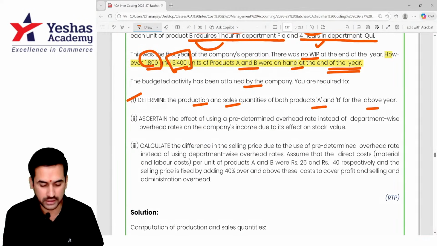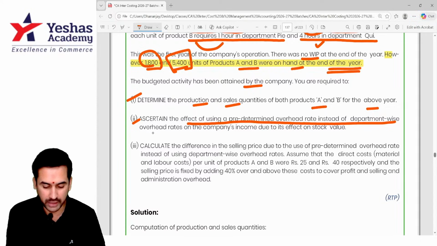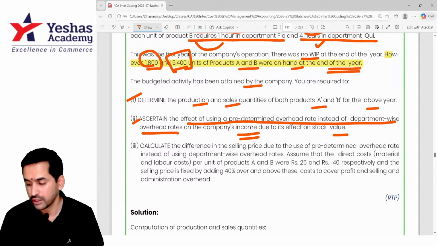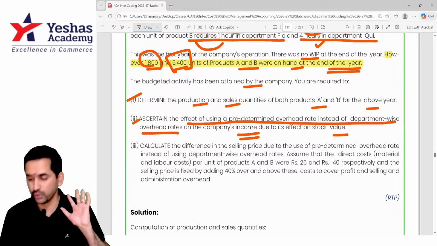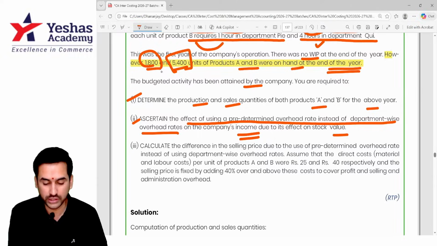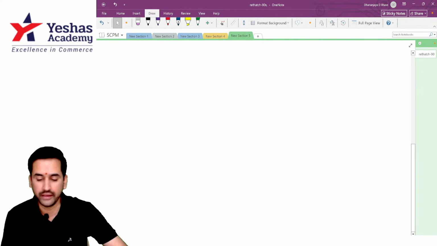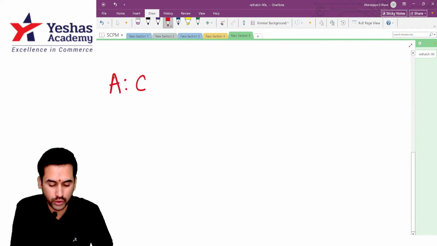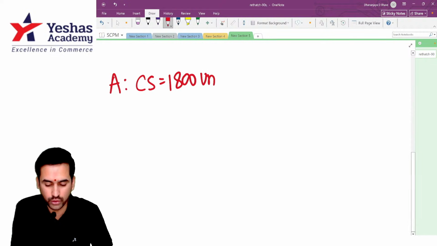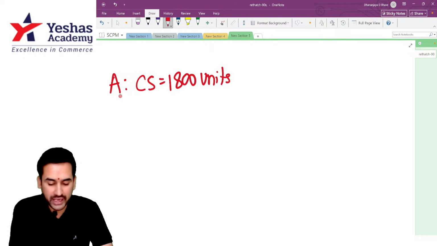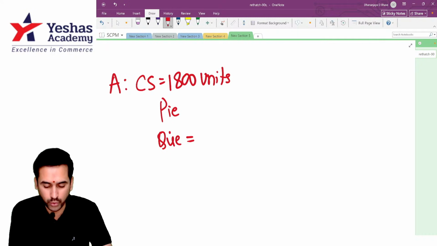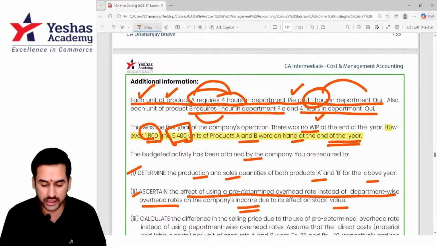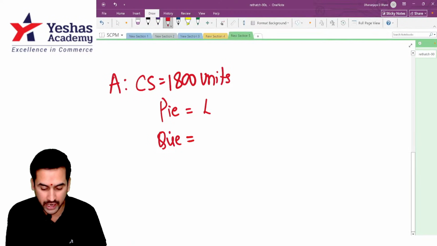Yes, this is done. Second, ascertain effect of using predetermined overhead rate instead of department wise overhead rate on company's income due to its effect on stock value. Now, how many units of closing stock we have? 1800 units of A. Observe, product A closing stock is 1800 units. Now, to make 1 unit of A, you need some time in department P, some time in department Q, correct? Yes, sir. How many hours are required in department P? Sir, 4 hours. And here 1 hour.